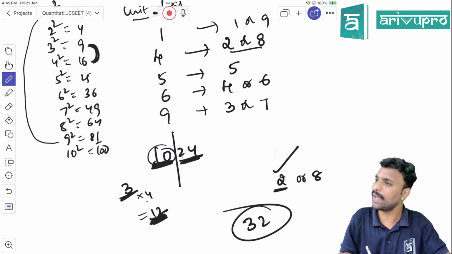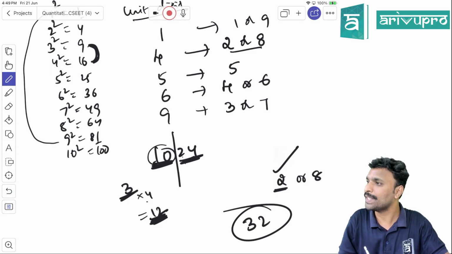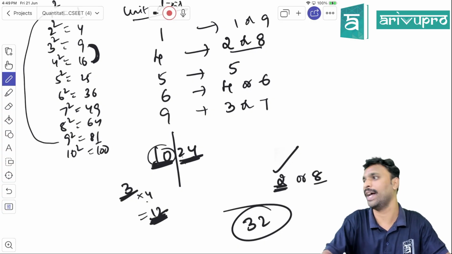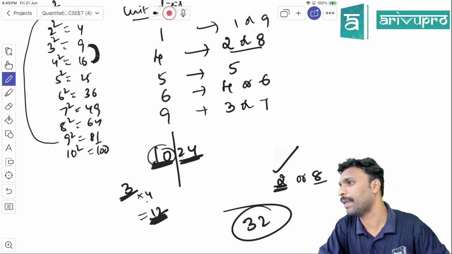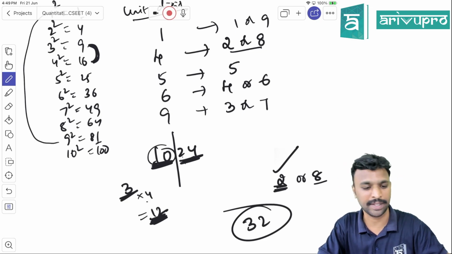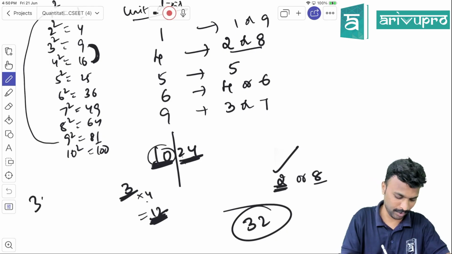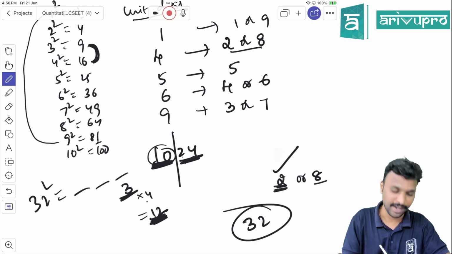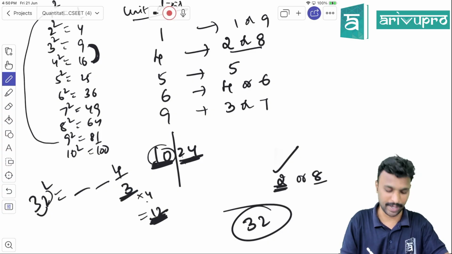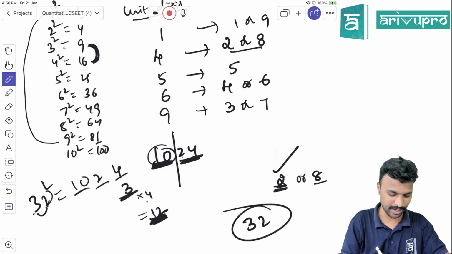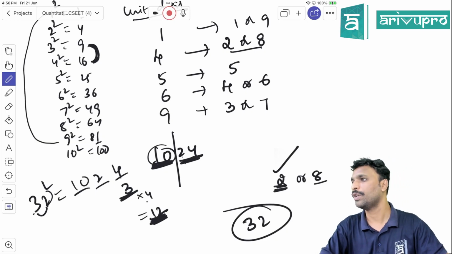Why do we multiply with 4? Tell me. To decide which one, either 2 or 8. If you want you can just check. 32 square is 1024. You know this, right? This method is the best. 2 square is 4. 3 2s are 6. 6 2s are 12. 2 is the number, 1 is the carry. 3 square is 9. 9 plus 1 is 10. So 1024.